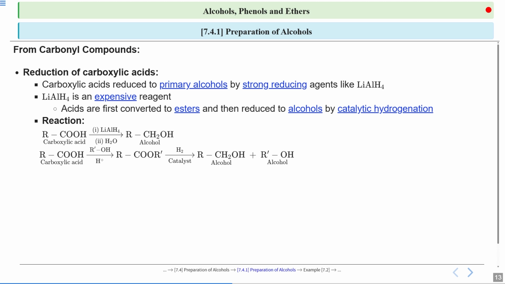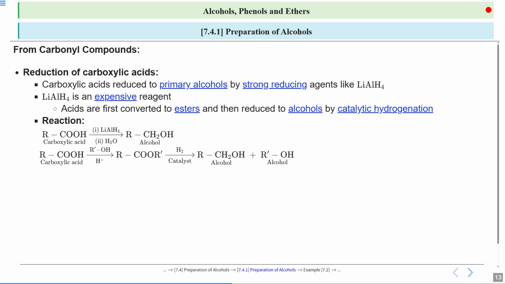Now, there is this carboxylic acid, RCOOH. When you react it with another alcohol, R prime OH, in the presence of proton or acid catalyst, you will get RCOOR prime, that is ester. Then this will react with the hydrogen molecule in the presence of catalyst, and you will get the major product, the primary alcohol RCH2OH plus R prime OH. So you will get two alcohols.